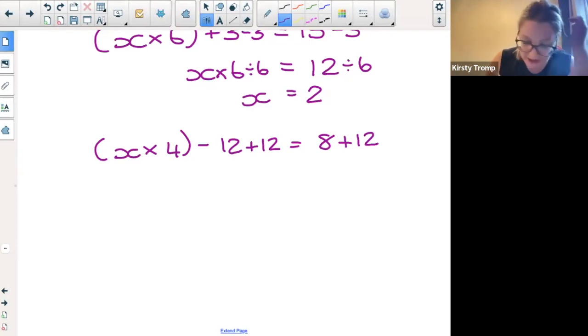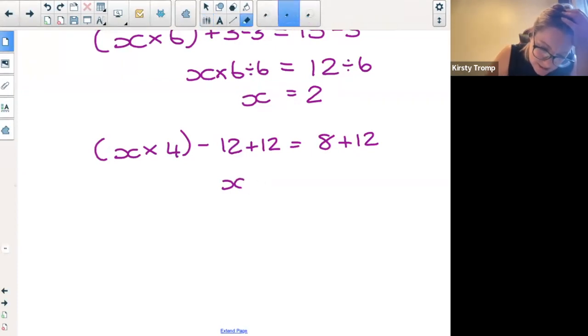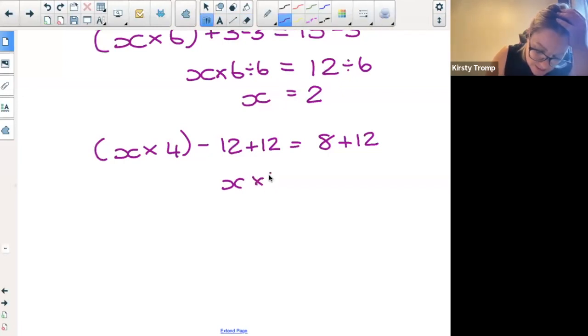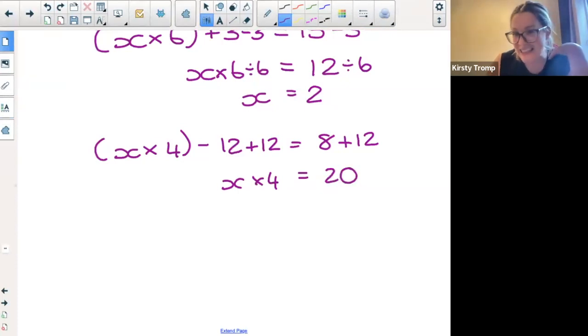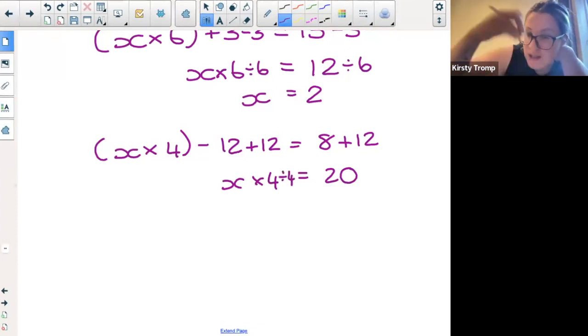Yes, ma'am. Okay, so now I've got x times 4 equals 8 plus 12 equals 20. 20. Right. Tando, what's the opposite of times by 4? Divide. Divide by 4. Whatever I do to the one side, I must do to the other side.